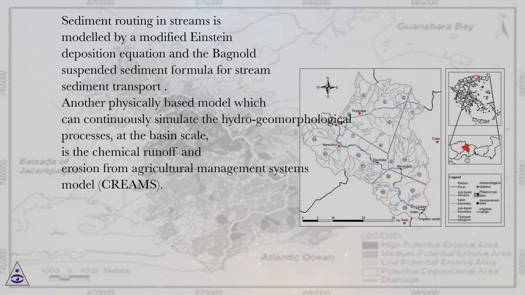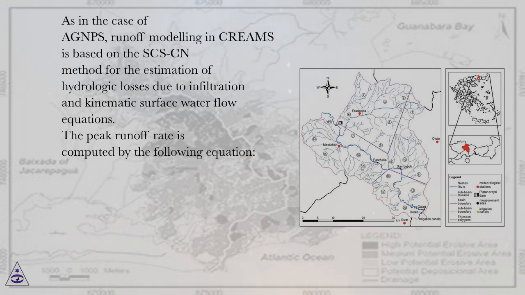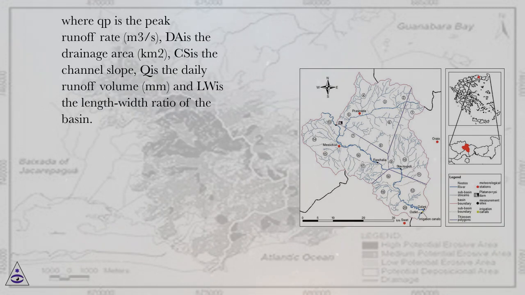Another physically based model which can continuously simulate the hydrogeomorphological processes, at the basin scale, is the Chemical Runoff and Erosion from Agricultural Management Systems model, CREAMS. As in the case of AGNPS, runoff modeling in CREAMS is based on the SCS CN method for the estimation of hydrologic losses due to infiltration and kinematic surface water flow equations. The peak runoff rate is computed by the following equation. Where Qp is the peak runoff rate, m3/s, A the drainage area, km2, S is the channel slope, Q is the daily runoff volume, and L is the length-width ratio of the basin.